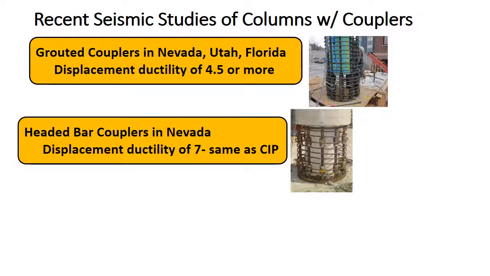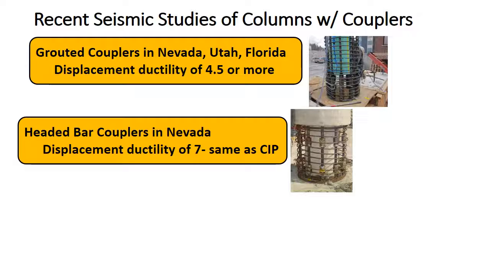Despite the ban, there have been some studies on these couplers in bridge columns under seismic loading. Recent studies of grouted couplers in Nevada, Utah, and Florida have shown that we can accomplish a displacement ductility of 4.4, 4.5, or more. For many seismic applications, that might be sufficient.